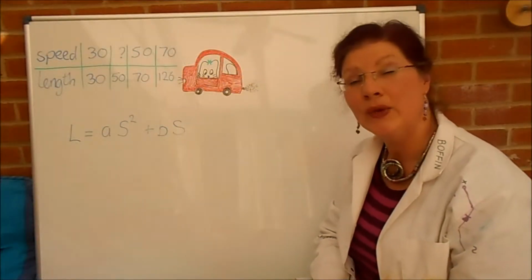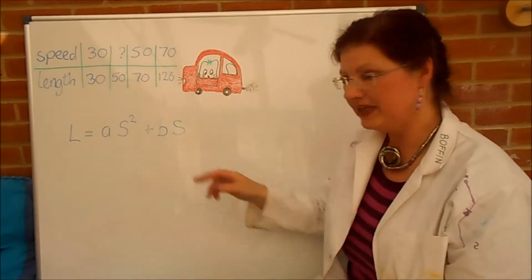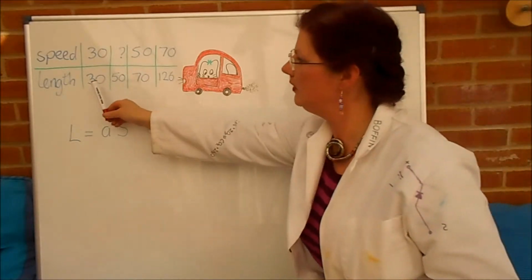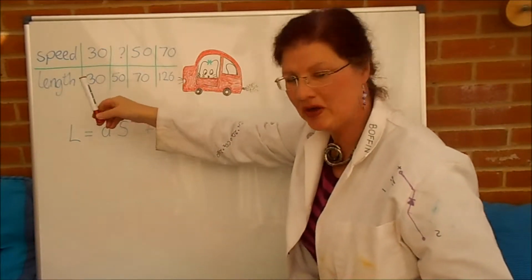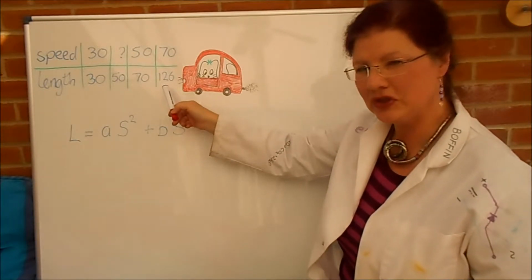Right, let's look at that. We're going to solve this one with some simultaneous equations. We've got A and B, two variables to discover, so we're going to need two equations. I'm going to use this set of data to create one and this set of data to create another. I'm not going to use that one because the numbers are too big.